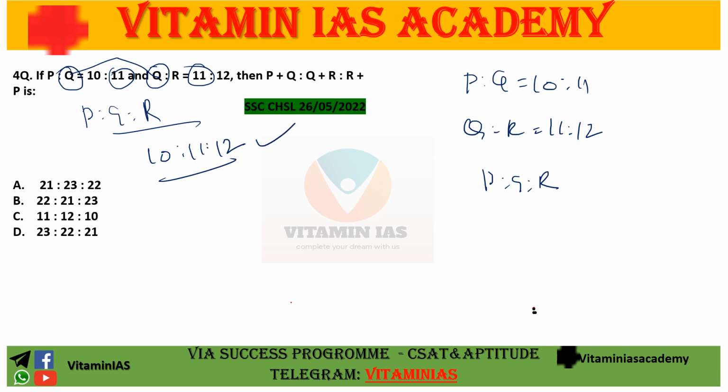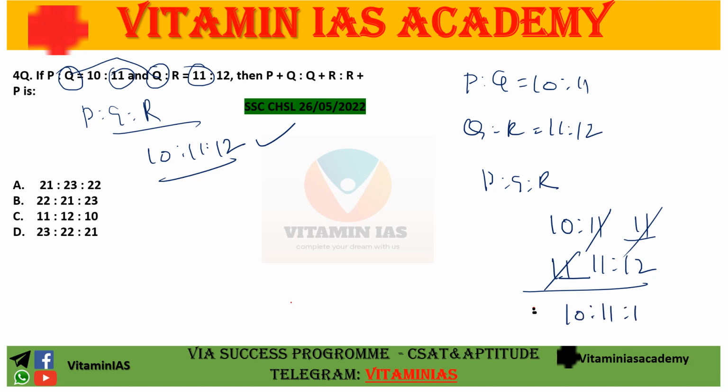Or else we can do it in a shortcut way. Let us do it in a shortcut way. 10 is to 11 and 11 is to 12. Here the adjacent side is 11 only, so 11 cancels, and the answer will be 10 is to 11 is to 12. As I told you, within 2 seconds only. So please be aware of this type of shortcut.